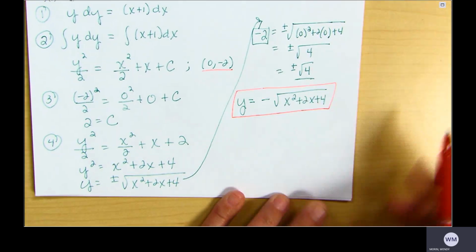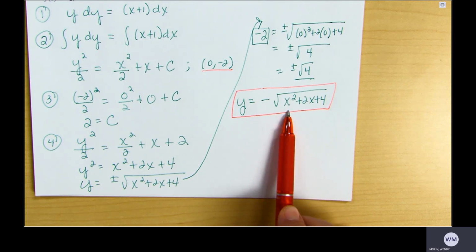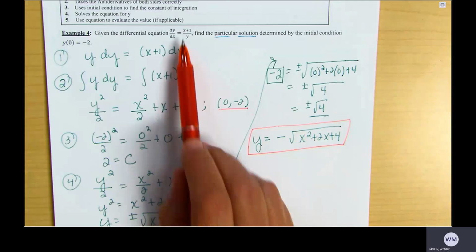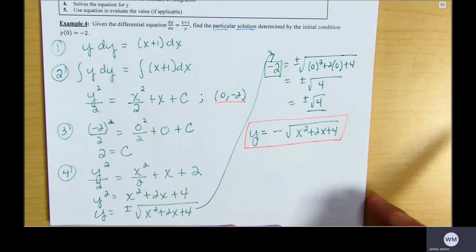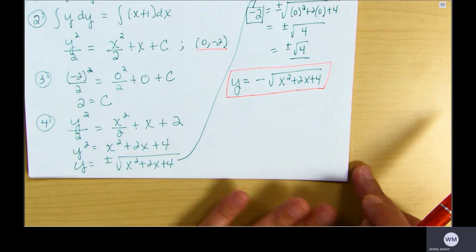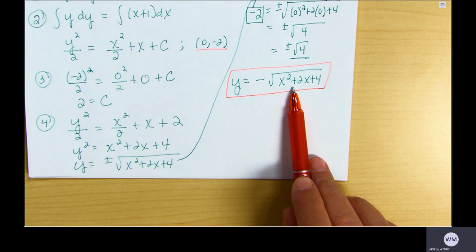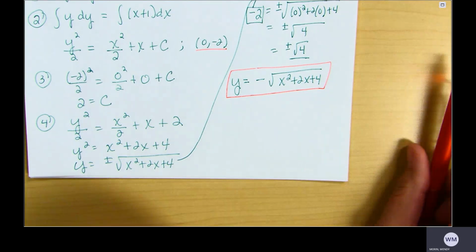And if you want to check, if you take the derivative of this and you replace this y into here, they will be equal to each other. But you don't have to check for that. And then 5, use this equation to evaluate a value. Well, they didn't ask us that, so we're done. Okay.